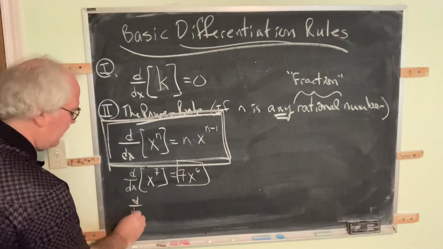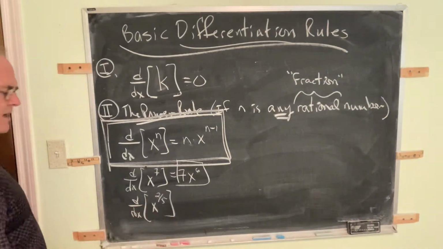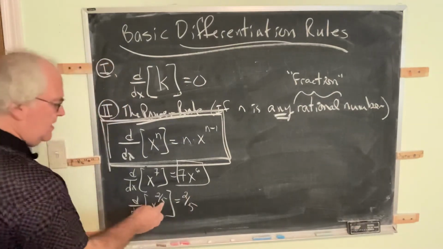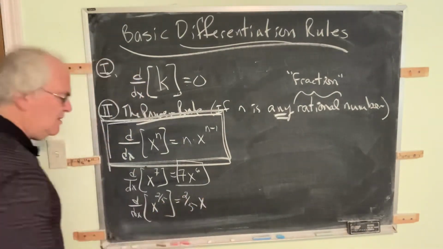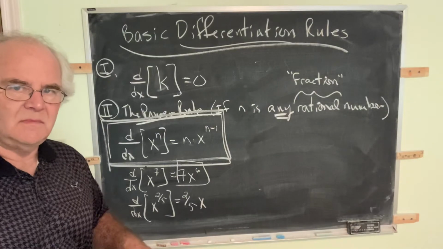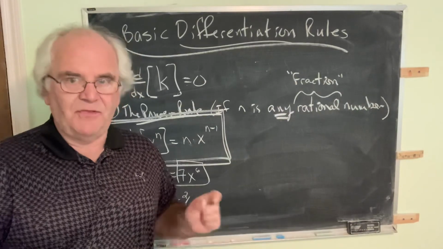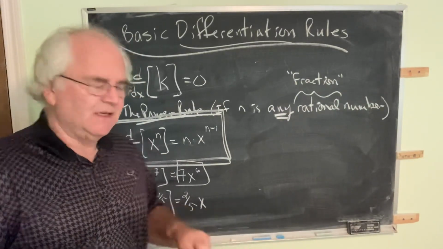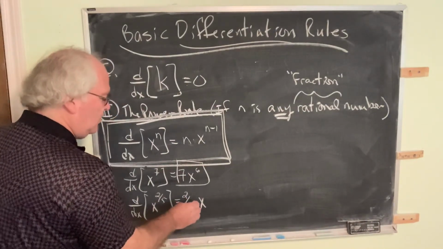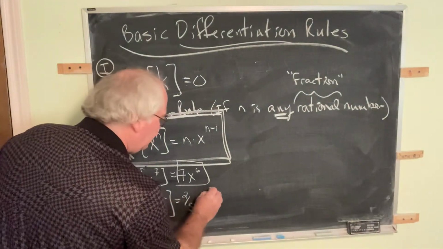What is the derivative with respect to x of x to the 2/5? Well, that's 2/5, n, multiplied by x raised to the power. Now what I need to do is take 2/5 and subtract 1. 2/5 minus 5/5 is negative 3/5.